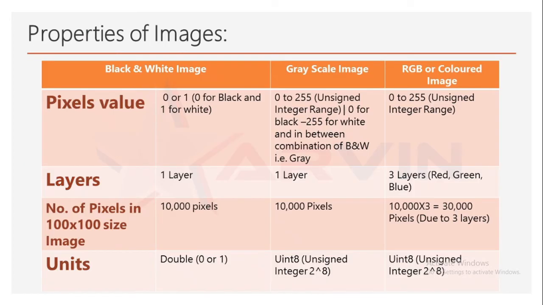Now have a look at the properties of black and white, grayscale and colored images. Firstly we talk about the pixel value of a black and white image. A black and white image consists of only two colors, so the pixel value is 0 or 1. 0 represents black and 1 represents white. In a grayscale image, pixel value is between 0 to 255, that is the unsigned integer range. 0 represents black and 255 is white. The values between 0 and 255 are combinations of black and white, that is gray.